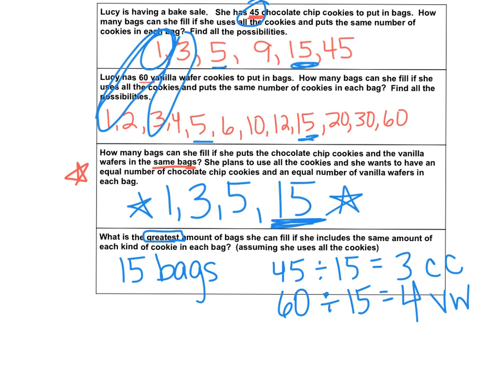All right, so here you go. You helped Lucy out today. She's going to be making 15 bags of cookies for the bake sale, and each bag is going to have 3 chocolate chip cookies and 4 vanilla wafers. I think that sounds pretty good. I might have to go to Lucy's bake sale.